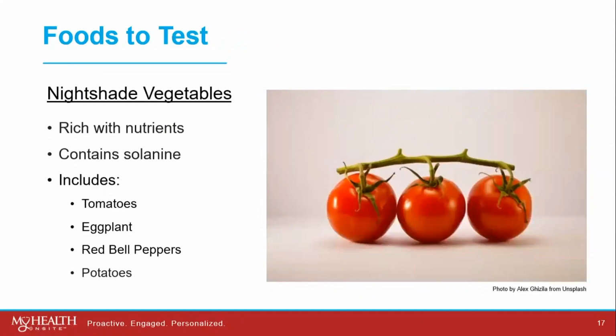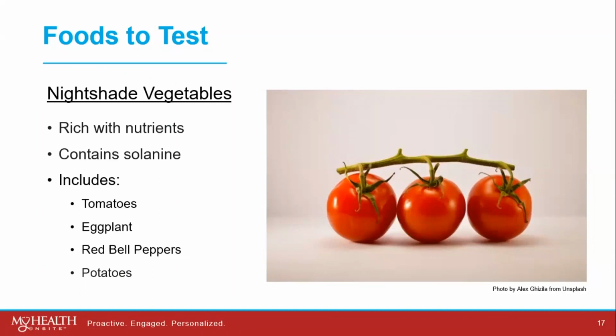All right, so next we have a category where you might want to test this yourself because here's where it's going to vary person to person. The nightshade vegetables include tomatoes, eggplants, red bell peppers, and potatoes. So these are typically nutritious foods. They are rich with nutrients. They are disease-fighting powerhouses that have minimal calories. So for the average person, it's great to include.